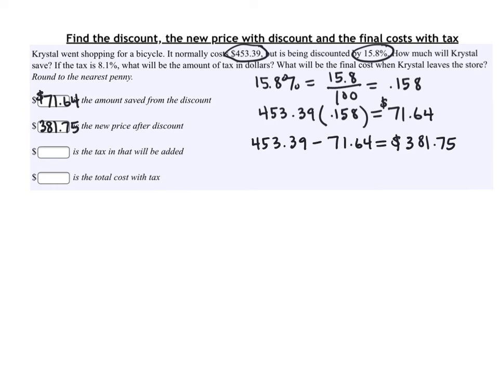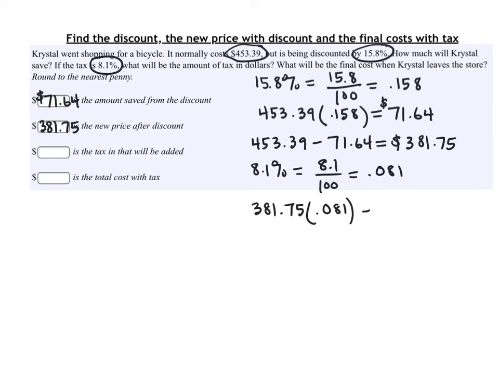Now we have tax on that, so we'll take the percent of tax, which in this case is 8.1%, and we need to make it a decimal so we can use it. 8.1% is 8.1 divided by 100, which is 0.081. So to figure out our tax, we'll take our $381.75, multiply by 0.081, and this is how much tax will get added in dollars, round to the nearest penny.